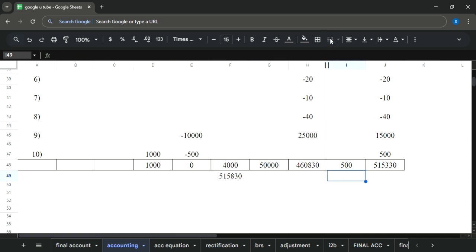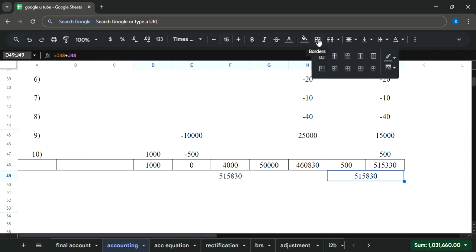In a similar way, we will take the sum of the two columns present over here. First this sum and the sum of the second column. Now you can see that 515830 is present over here, and 515830 is present on the other hand. This way you have learned how to record transactions under accounting principles.